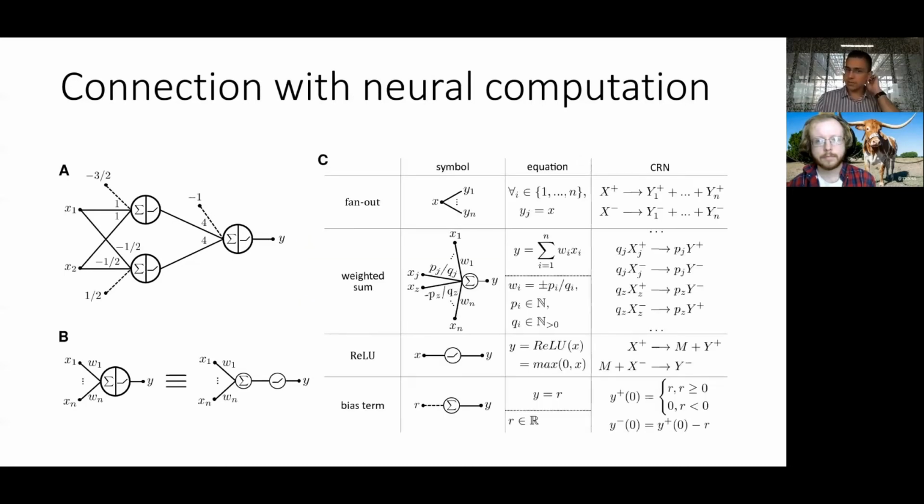Now we make this table where we have all individual components of a neural network and their counterpart in chemistry. For example, for fan out, we have this chemical system, which simply copies the value of input into output species, and it's non-competitive. Actually, all of the chemical reactions here are non-competitive. Then we have a weighted sum module that translates to this chemical system where if you, for example, want to compute P divided by Q, you would have a reaction with Q molecules of X going into P molecules of Y for both positive and negative species. And then for ReLU, I already explained the chemical system. And finally, bias terms. Bias terms are the constant values that are added to the weighted sum of neurons, and they can be implemented by just setting initial concentrations of appropriate species. Now, given those nice properties of non-competitive networks, you can compose these modules and in that way compose a neural network.